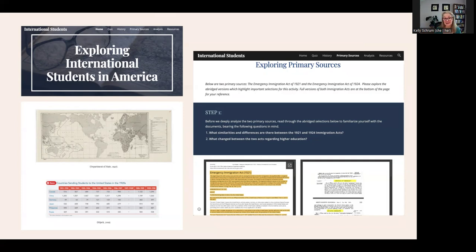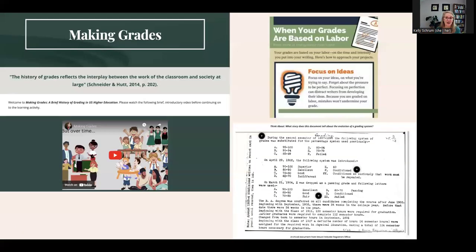So just to give some examples, one student learning activity explored international students in the United States by analyzing 2 immigration acts from the early 1900s. The student utilized several digital tools to help guide peers through engaging with these sources. Another learning activity focused on the history of grades, drawing students into analyzing university transcripts as primary sources and introducing new concepts such as ungrading and contract grading.